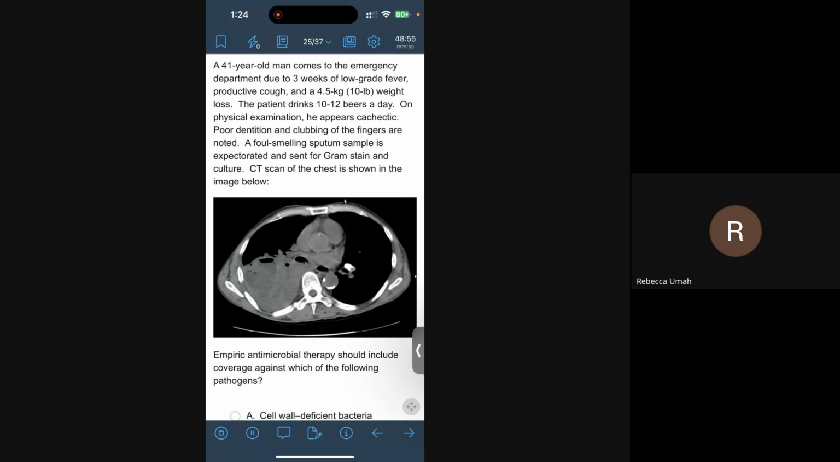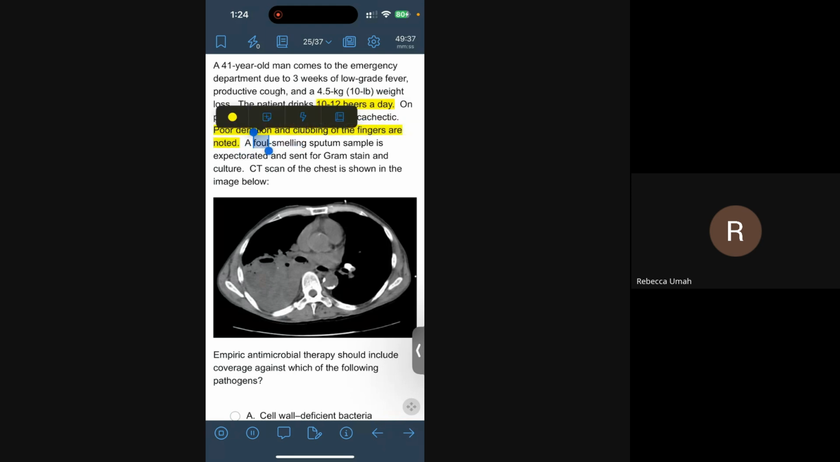Okay, first try to diagnose the patient. The patient is a 41-year-old with 3 weeks of low-grade fever, productive cough, and weight loss. Drinks beer how many times? 10 to 12 beers a day. Okay. He appears to have poor dentition, and clubbing of the fingers is also noted.